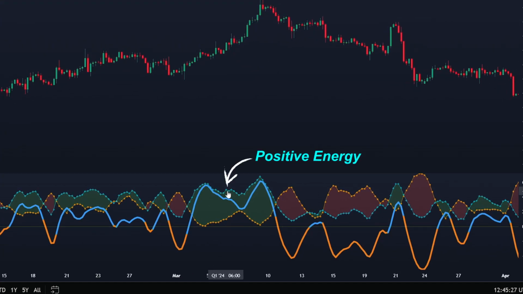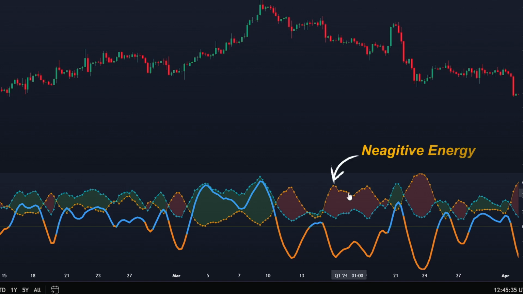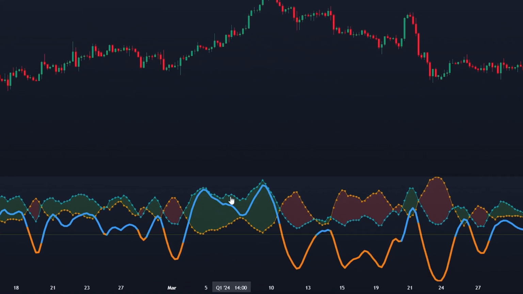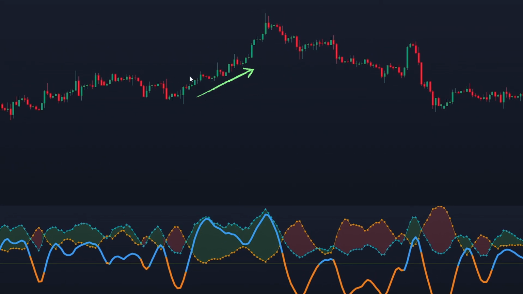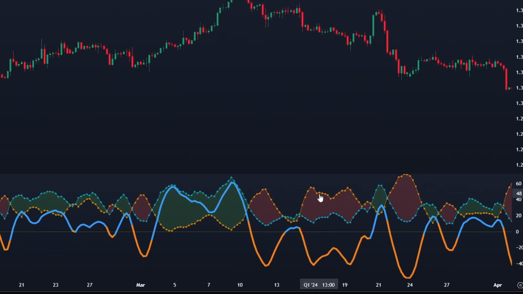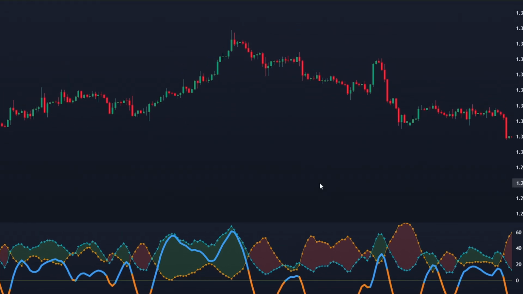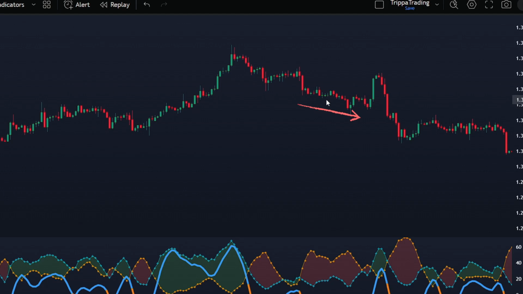First, we have the blue line, which represents positive energy, in other words, the level of buying interest in the market. Then we have the orange line, which represents negative energy or selling strength. When the blue line is above the orange line, as we can see over here, it means that buying pressure is stronger. But when the orange line is above the blue line, it means that selling pressure is dominant.